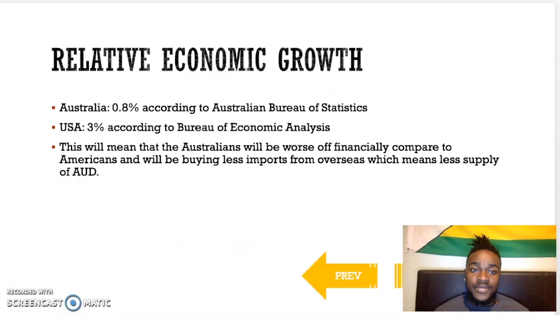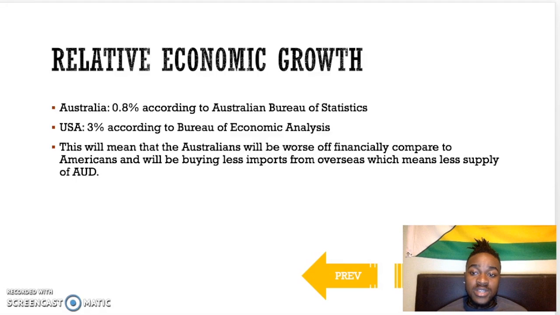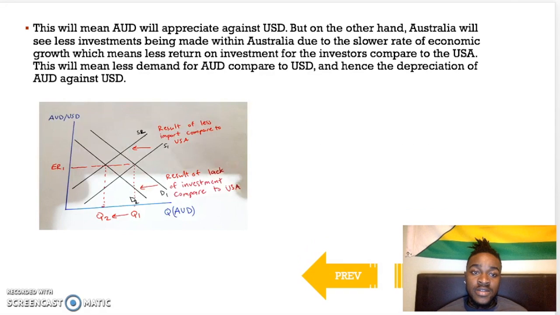Relative economic growth. Australia's economic growth is at 0.8% according to the Australian Bureau of Statistics, whilst America's is at 3% according to the Bureau of Economic Analysis. This will mean that Australians will be worse off financially compared to Americans and buying less imports from overseas, which means less supply of Australian dollars. This will mean the Australian dollar will appreciate against the US dollar.